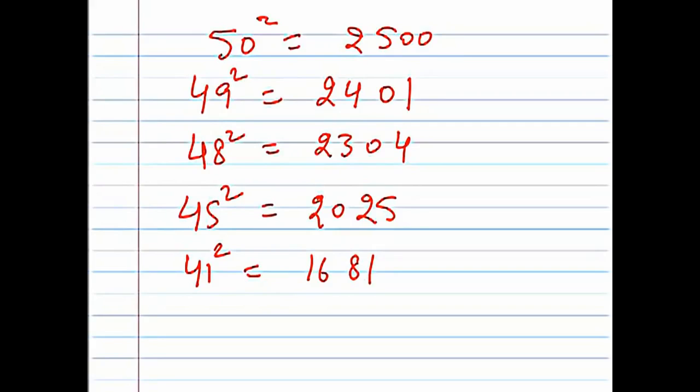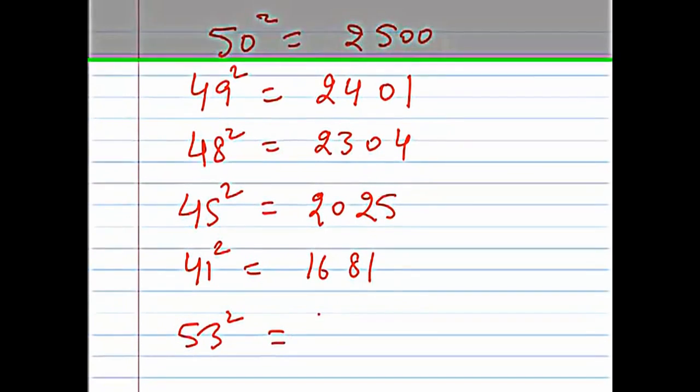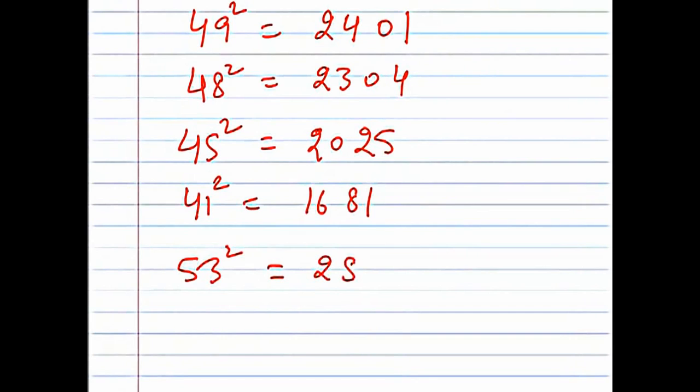Similarly, if you want to do the square of a number above 50, then instead of subtracting, you have to add. So 53 square will be 25 plus 3, that is 28, and 09, so 2809. Similarly, 56 square is equal to 25 plus 6, 31, and 36.